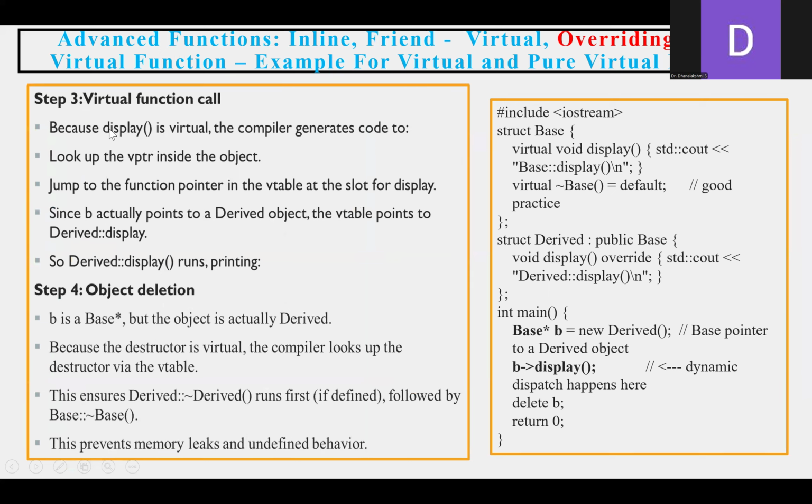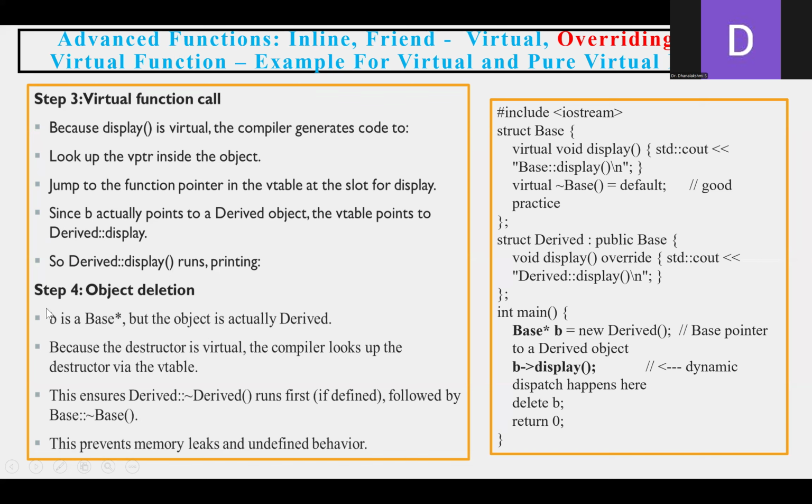Coming to step three, the virtual function call. Because display is virtual, the compiler generates code to look up the virtual pointer inside the object. It jumps to the function pointer in the virtual table at the slot for display. Since b actually points to a derived object, the vtable points to the derived display. Hope this is clear, right? So derived display runs, printing its message.